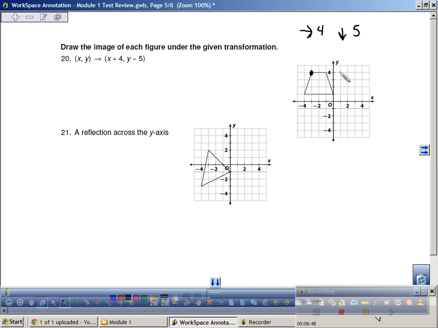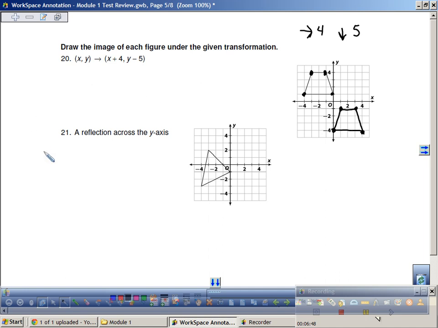5. 1, 2, 3, 4. 1, 2, 3, 4, 5. Now I'm going to do this one. 1, 2, 3, 4. 1, 2, 3, 4, 5. Now I'm going to do this one. 1, 2, 3, 4. 1, 2, 3, 4, 5. And this one. 1, 2, 3, 4. 1, 2, 3, 4, 5. Does that look like the image?